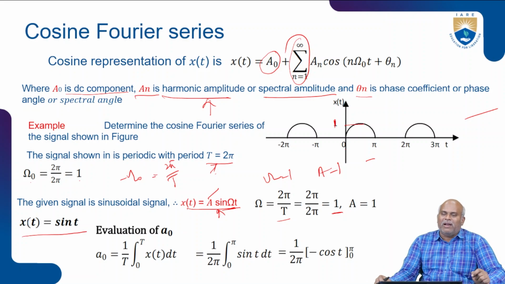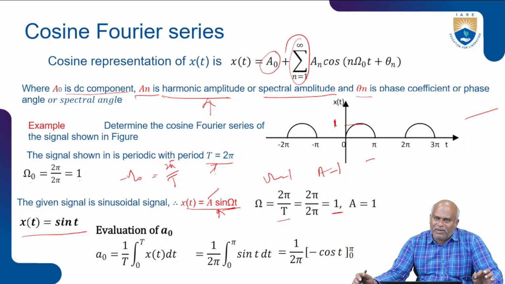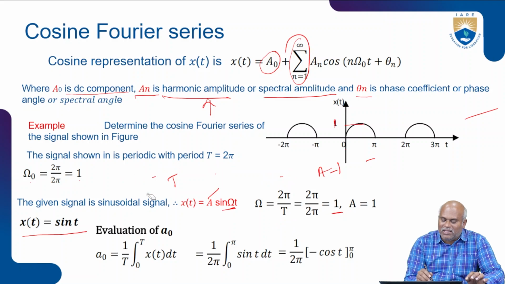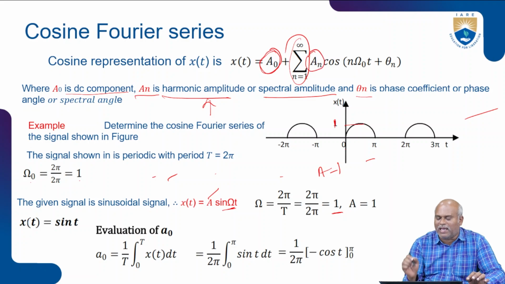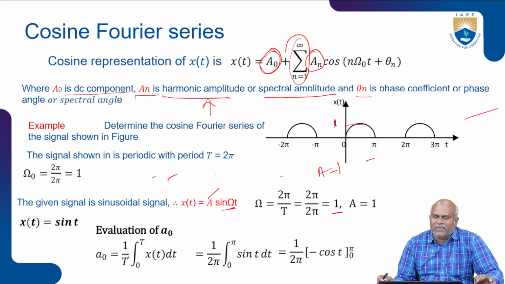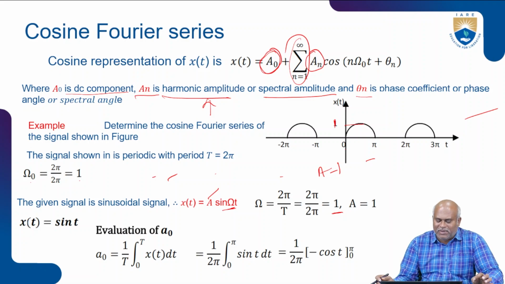Now we should evaluate the cosine Fourier series. In the first case, we must find a0, and after that we need to find a of n. First a0: we know the formula is 1 by T integration of 0 to T x of t dt. We know x of t is equal to sin t.